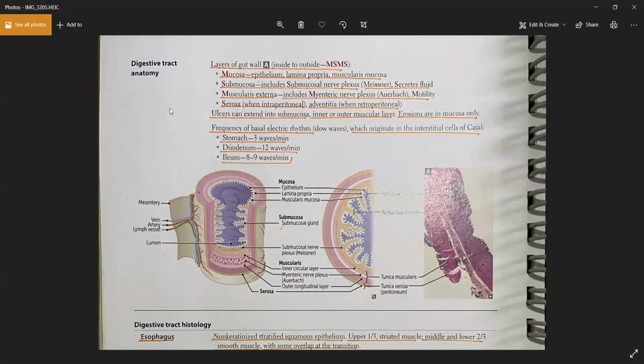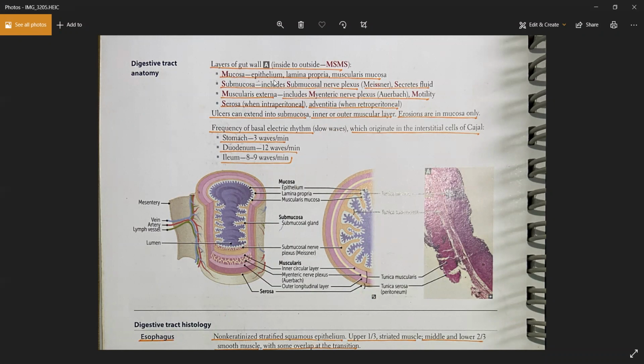Okay, now you need to know about the digestive tract anatomy. You need to know the layers of the gut wall, and we go from inside to outside. First you will have the lumen, which is the space in the intestine. Surrounding the lumen will be your mucosa.